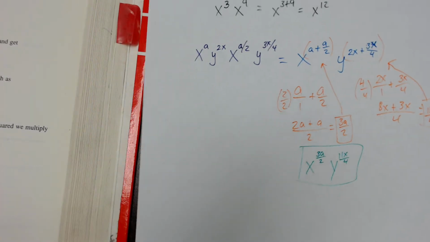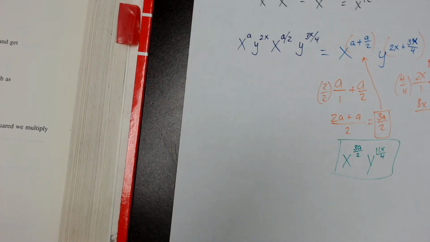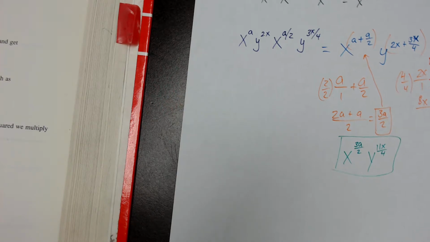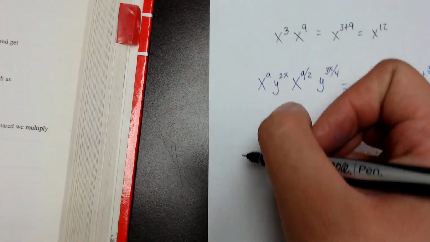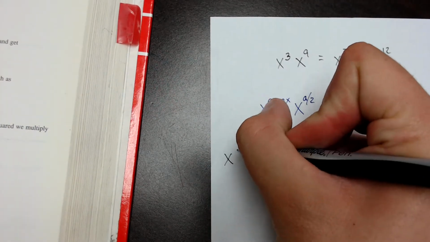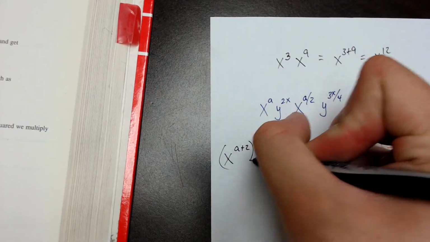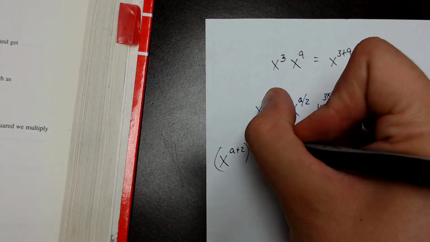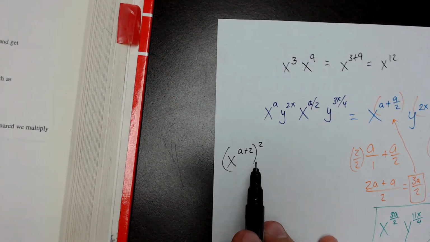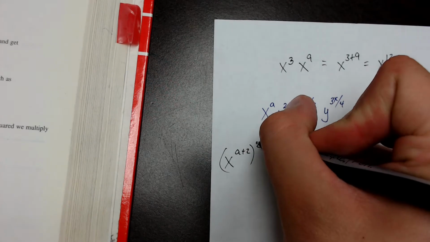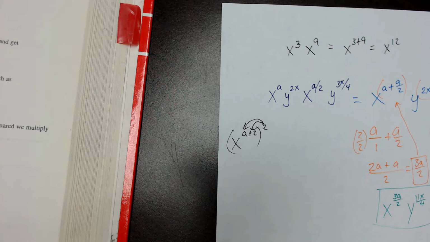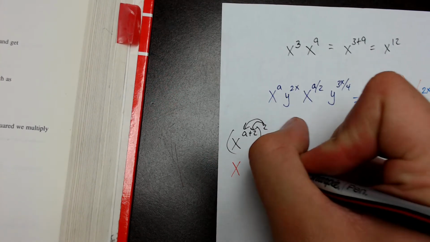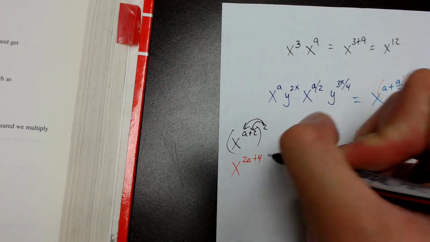Okay, we'll do this one here. So this is a really quick one. This is a small problem. They have x to the power of a plus 2 in parentheses, and then outside of the parentheses we have the exponent of 2. So here what we actually do is we distribute the exponent. So we'd multiply here because it's outside of parentheses. So what that would do is it would make our final answer x to the power of 2a plus 4.